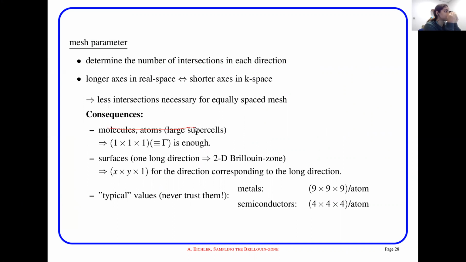So for molecules and atoms, one, so the gamma point is enough. For surfaces, what you usually take, like typical values, never try, yeah, 9 9 9 per atom.